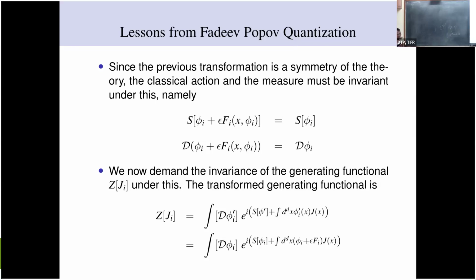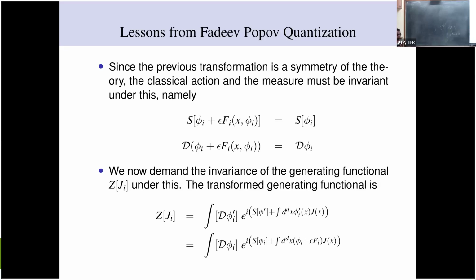Why do we expect this to be invariant, and why not also transform J going to J prime? We don't want to change the source. What do you mean by phi? Okay, no, sorry, go ahead. It's symmetric. Yeah.